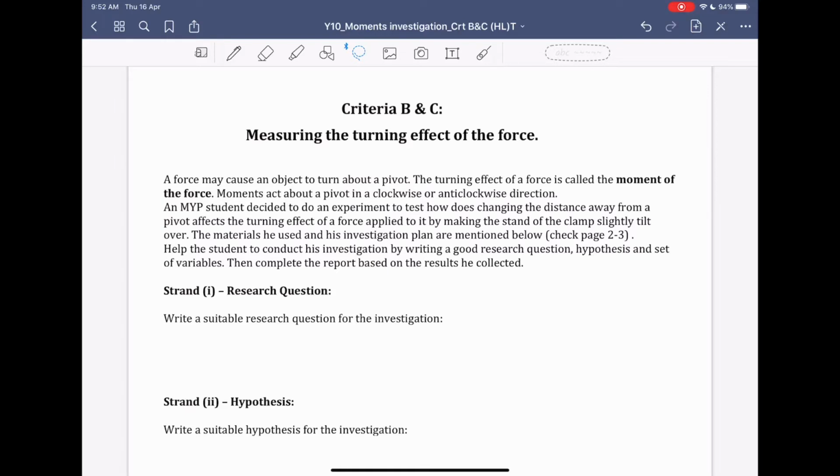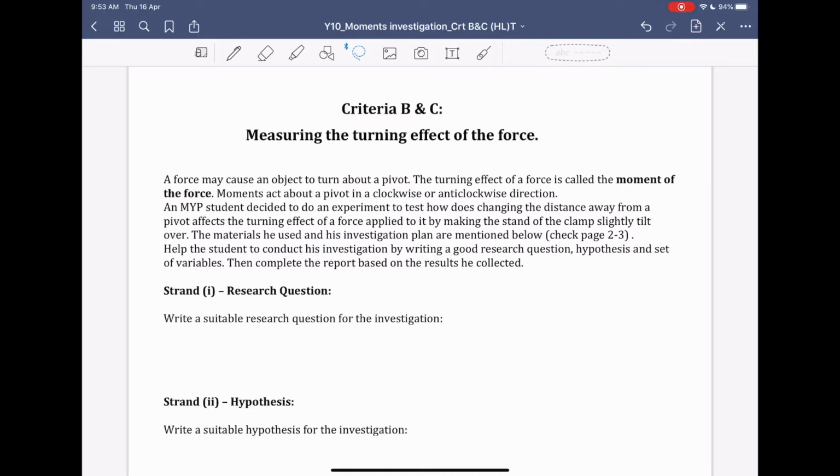Okay, so we know that a force may cause an object to turn about a pivot, and this turning effect is called the moment of the force. An MYP student decided to do an experiment to test how changing the distance away from a pivot affects the turning effect of a force applied to it, by making the stand of the clamp slightly tilt over.